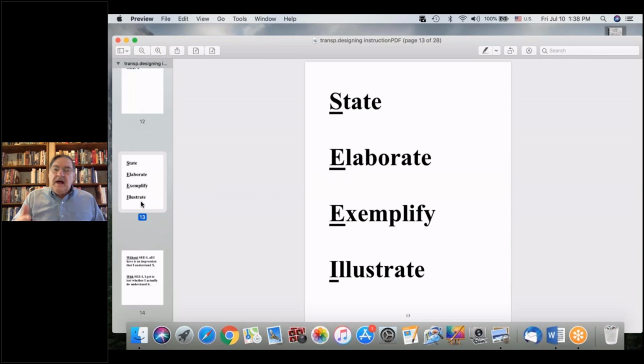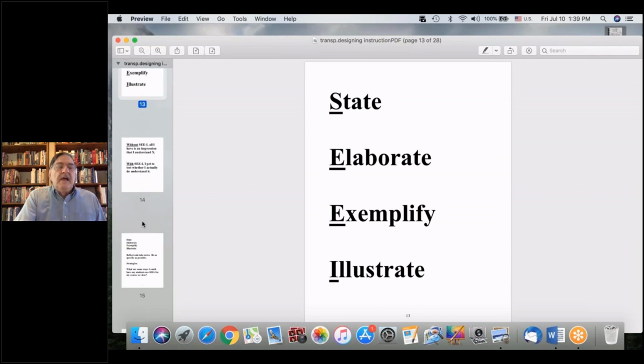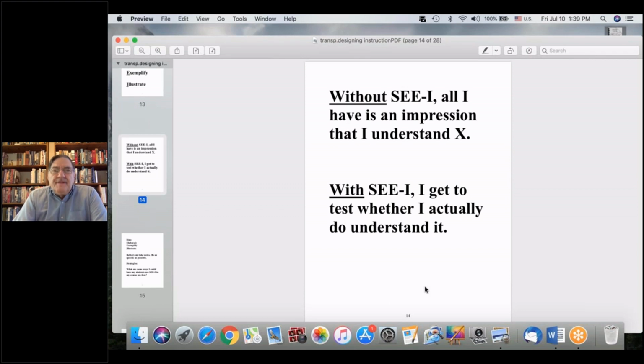Okay, that's SEEI. So suppose you have your students SEEI key concepts in your course. Without the SEEI, what your students have is a definition and your explanation. So if I'm a student, without doing SEEI, all I have is an impression that I understand X, where X is an important concept in the course, or a reading, or a part of the textbook, or a video. All I have is an impression that I understand it.